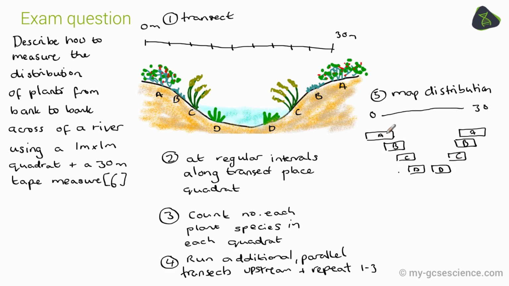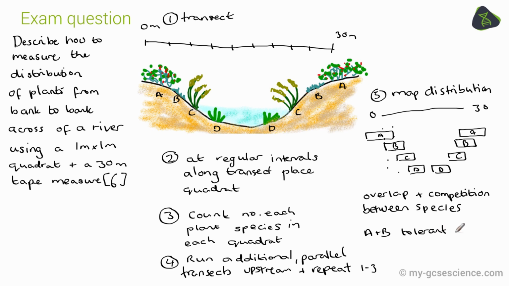And you can see that there is overlap sometimes, and where there is overlap of species, there will be competition for resources such as light, minerals, water, and space. You can also deduce from this type of practical that the reason why species are distributed in this way is because the habitat conditions are different. So species A are both higher up on the riverbank. They are clearly more tolerant of dry conditions and more adapted to them, while species C and D are better adapted to be more aquatic and more permanently submerged in water.